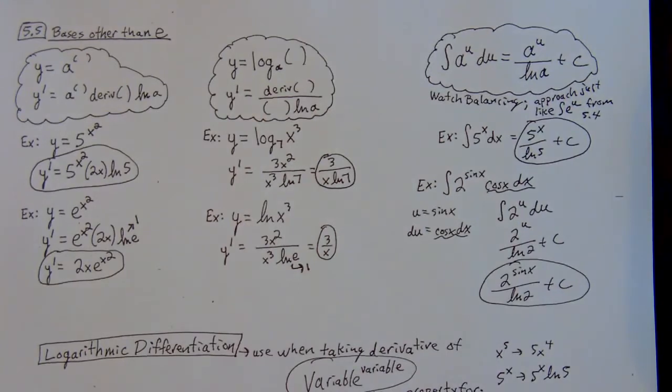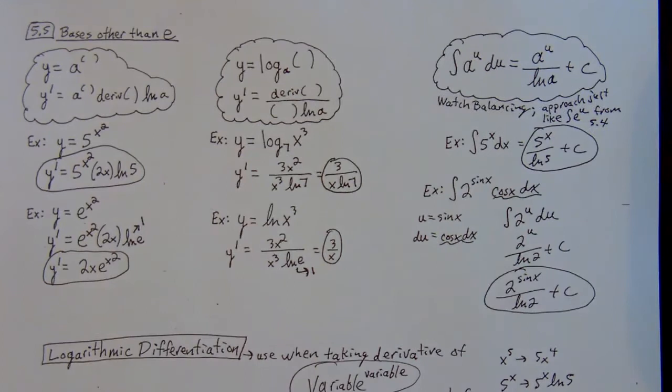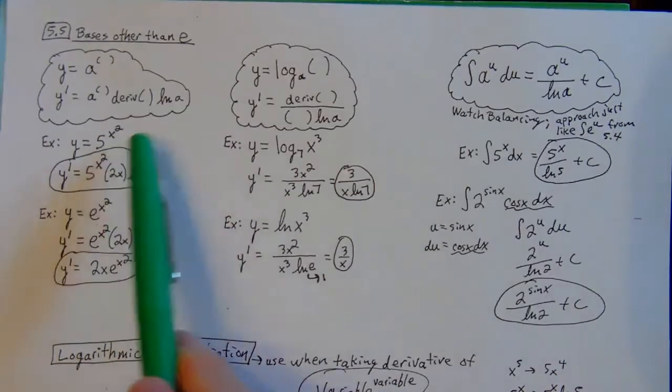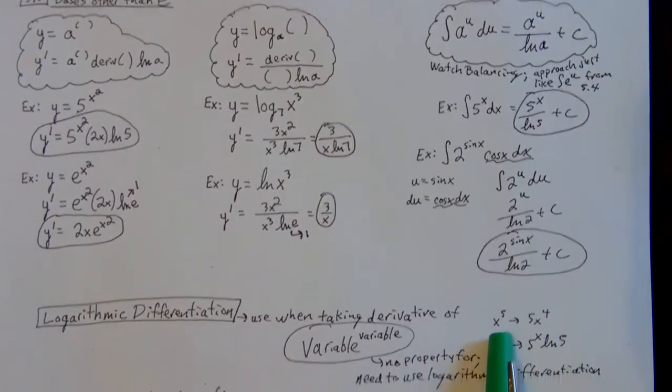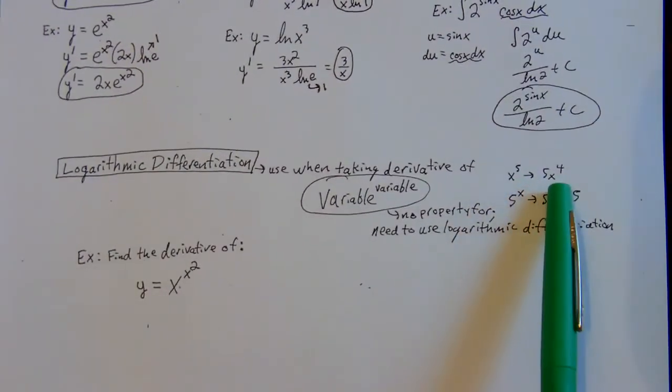All right, the last thing, we're going to do this example together. Last thing. So these are just properties where you can go straight to the answer right there. So what we know, if I have a variable raised to a number, I can integrate that and go straight to the answer.